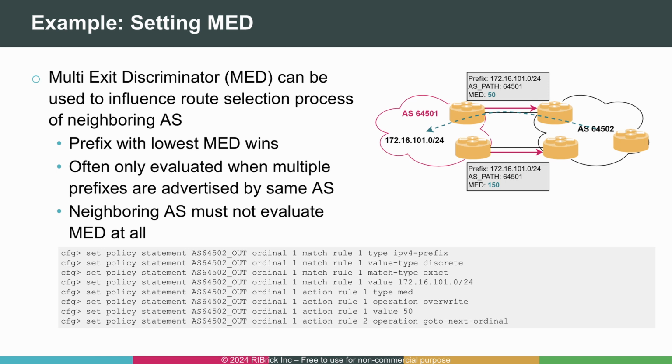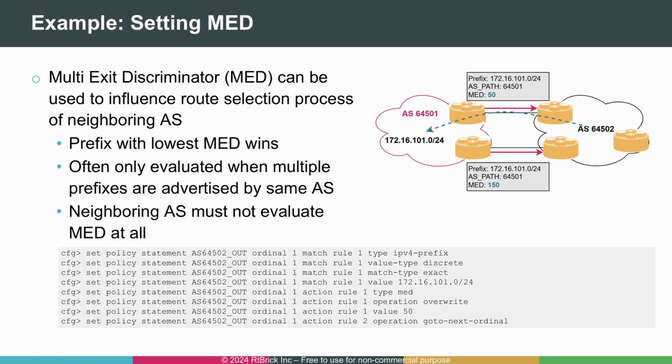In the example shown, AS64501 has two links to AS64502. It prefers traffic to arrive via the upper link. To guide this behavior, it advertises the same prefix with two different MED values, 50 for the preferred path, and 150 for the backup. The configuration below shows how this is done. The action rule is set to type MED, and we use the overwrite operation to assign a new value. If a MED value already exists for the prefix, you can also use operations like add, subtract, multiply, or divide to adjust it.